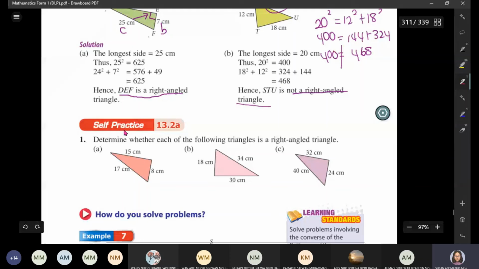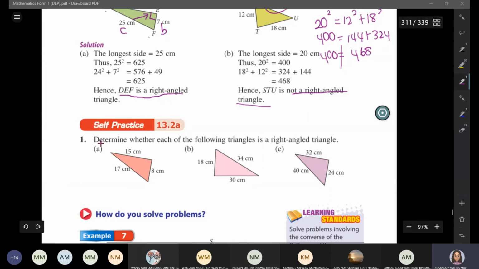Please look at self-practice 13.2a. Look at question number 1a. Can you see if this is a right angle or not? Just check. Do it now, class, at your own pace. I'll give you maybe about 1 minute or 2 minutes. Please solve this question now, 1a. You solve first, then I will show you the method on how to solve the question.